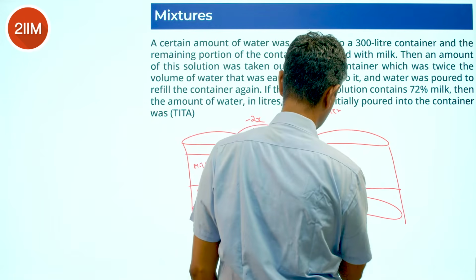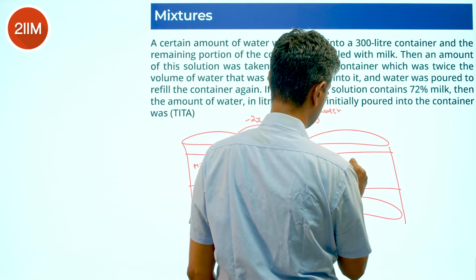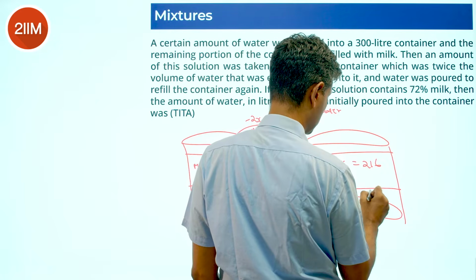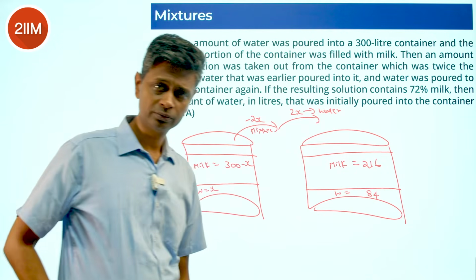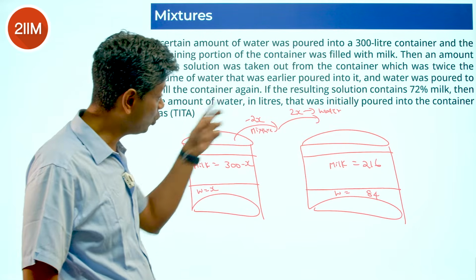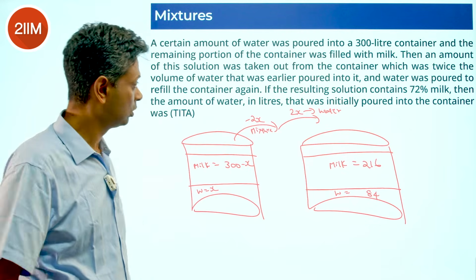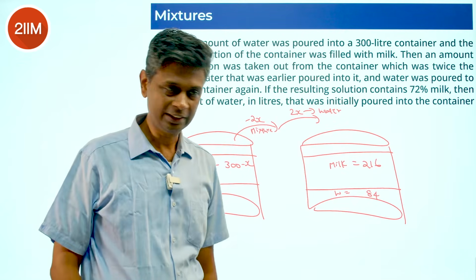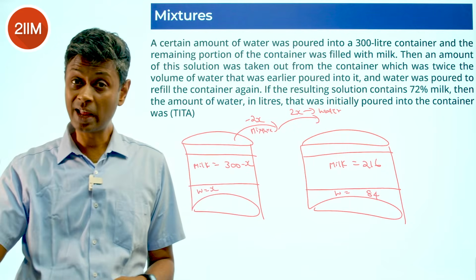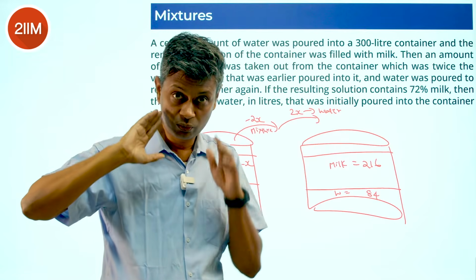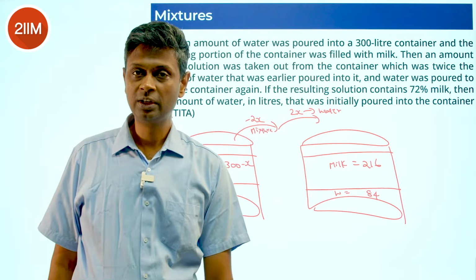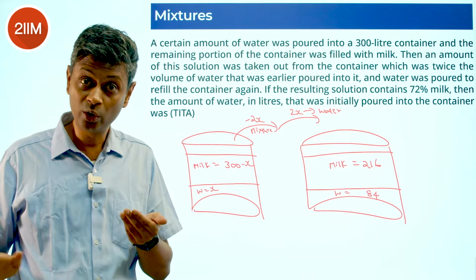Or in this, milk is 72% of 300 is 216, water is 84. Nice. First there was x of water, 300 minus x of milk, then of which 2x of this mixture we take out, replace it with water, and then milk is 216. This step to this step, I am removing mixture and adding water. When water is concerned, water goes out of the system, water enters into the system. As far as milk is concerned, milk is only going out in the system.